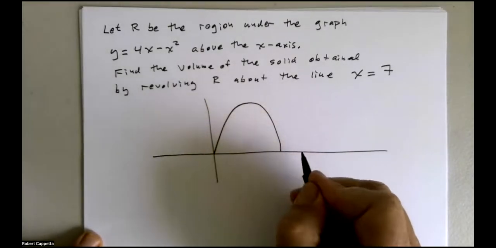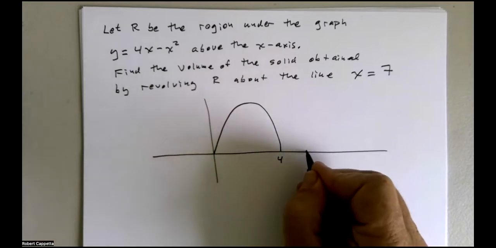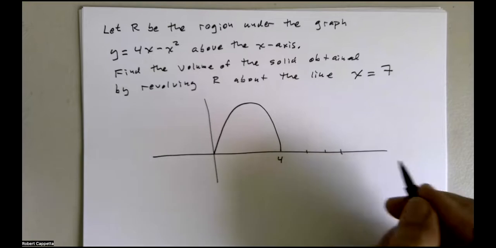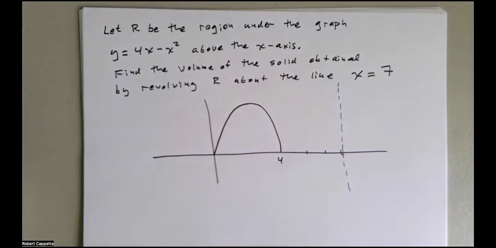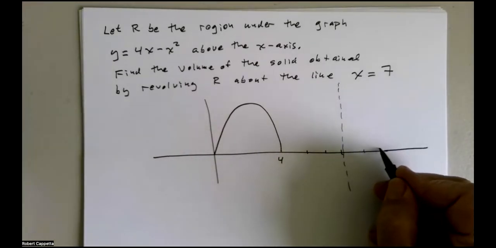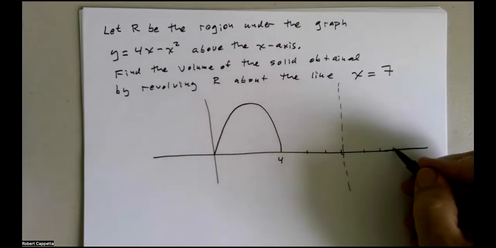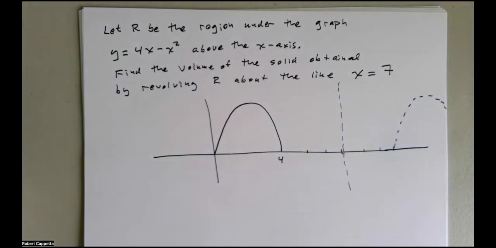Here's the graph of y equals 4x minus x squared. This goes out to 4, 5, 6, 7 is here. This is now my axis of rotation. So if I've got to go 3 more before this starts, 1, 2, 3, the mirror image is over here somehow. I guess I didn't quite give myself enough room, but you get an idea of what this looks like.